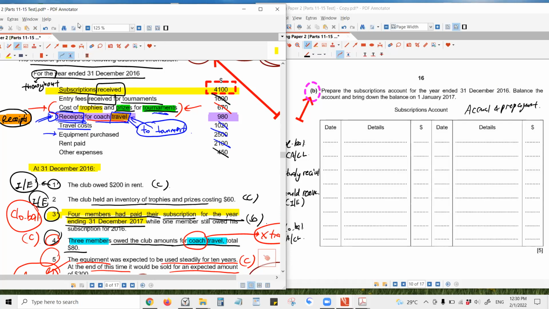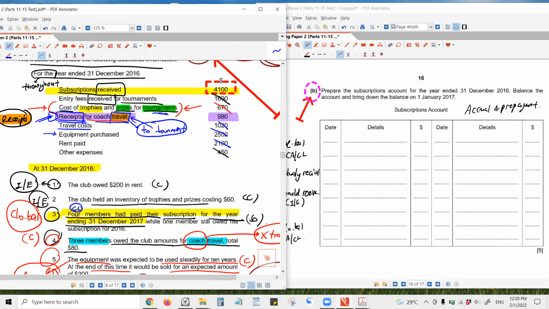CA or CL? We over received the income, right? Because 4 members overpaid, right? So it's a current liability. Temporarily, we owe these 4 members some money because they have paid for the following year. Yes, correct. In this question, there are 2 balances. Remember, for the subscription account, it's possible to have 2 balances at the same time. Some members could have overpaid, some members could still be owing the current year's subscription.